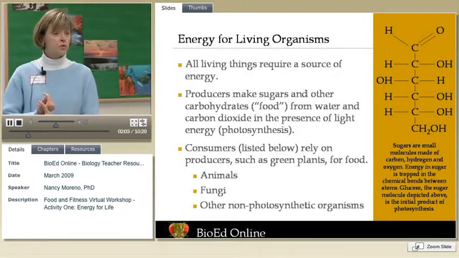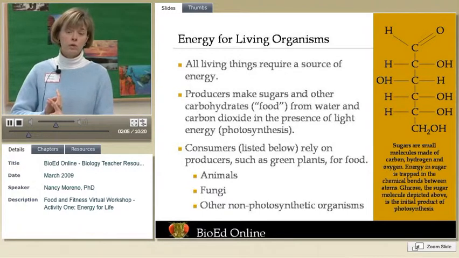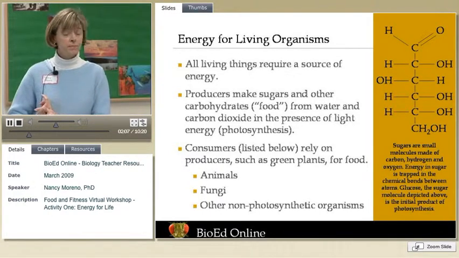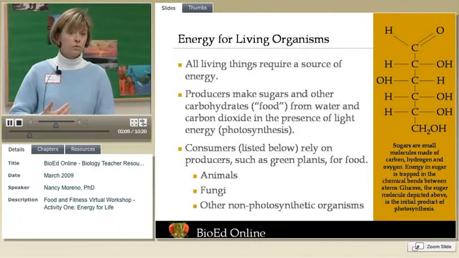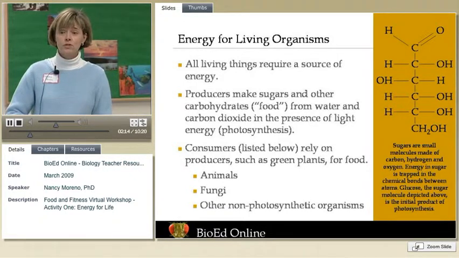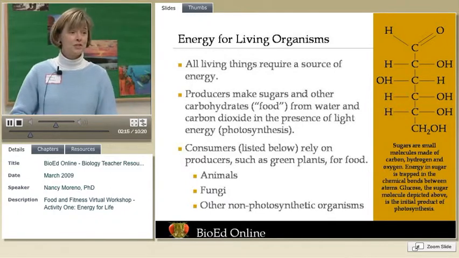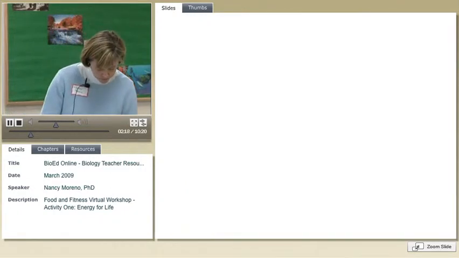Because students, by the time they get to you in middle school, will know about producers and consumers, right? Producers who can make their own food through photosynthesis, and consumers who are exactly the ones who need to eat something else to get their energy source.